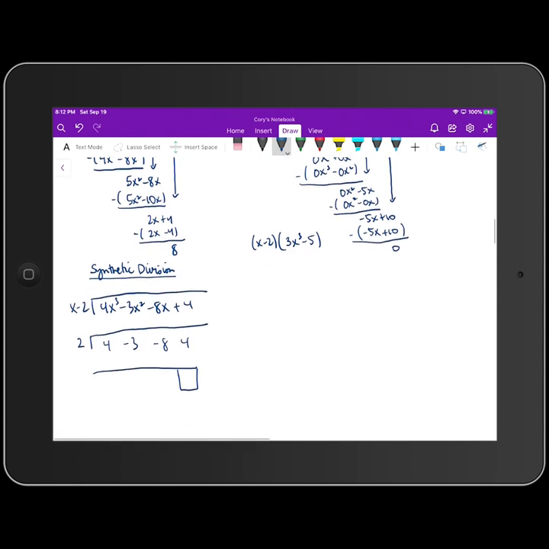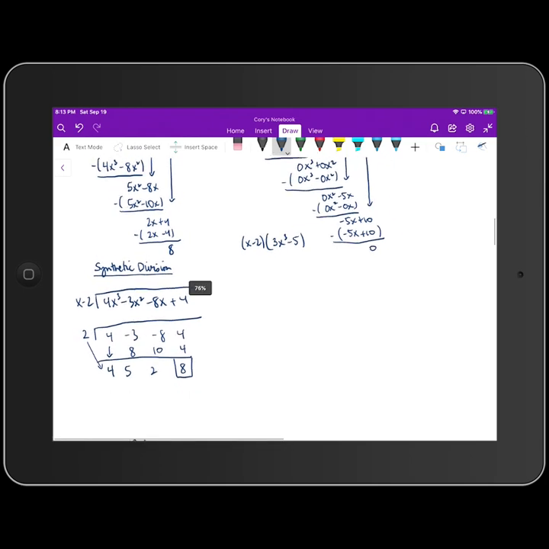Okay, so the way synthetic division works is you're going to bring the first number down in line, which is going to be 4. And then you're going to multiply the number out front, 2, times this number 4. And that's going to go underneath the next value. So 2 times 4 gives you 8. Then you're going to add those two numbers. So negative 3 plus 8 gives you 5. Then we multiply 2 times 5, which gives us 10. We add negative 8 and 10, which gives us 2. And then we multiply 2 times 2, which gives us 4. The last numeric value that goes in our box is the remainder.